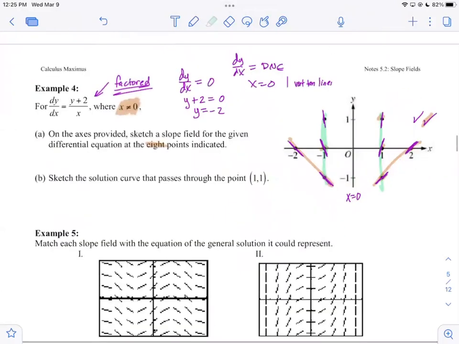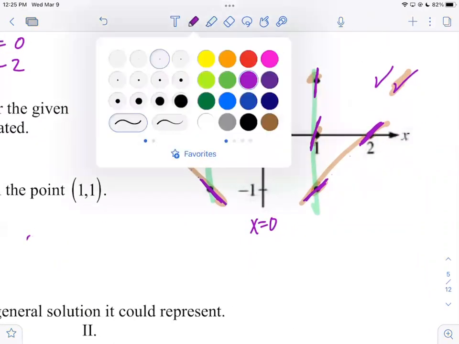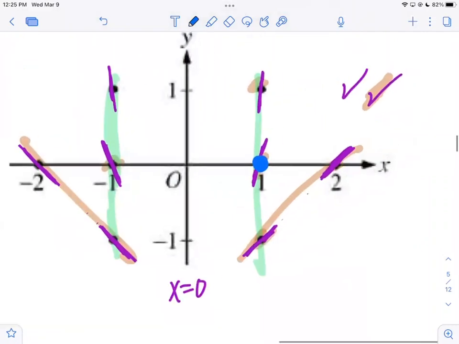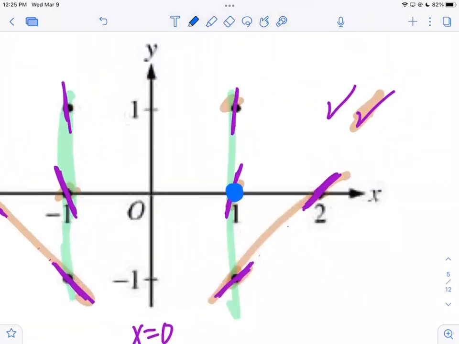All right. Letter B: sketch the solution curve that passes through the point 1-1. Okay, so I'm picking my flavor, unicorn blue. And then here we go, through the point 1-1. So I make sure that I put a little circle there. And now I launch out at a slope of, yeah, that's not 1-1. I'm an idiot. Did you see what I put in?